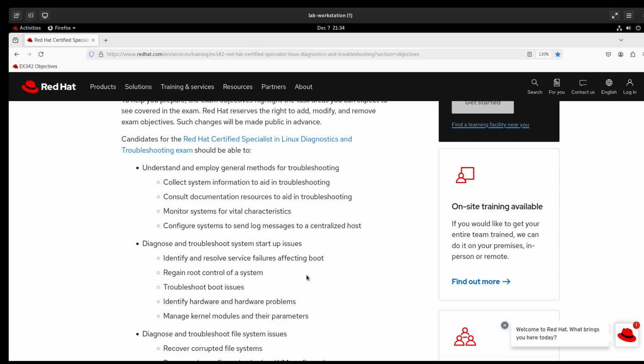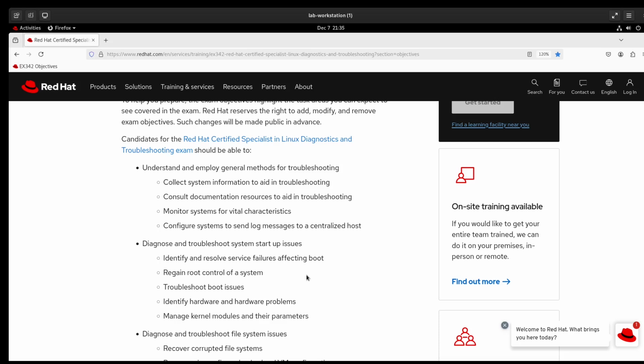So moving into diagnose and troubleshoot system startup issues, we're going to look at identify and resolve service failures affecting boot. Now, this objective is kind of a curious one. I'm not 100% sure if it really is talking about services specifically that would fail to cause a Linux system to actually complete the boot process.